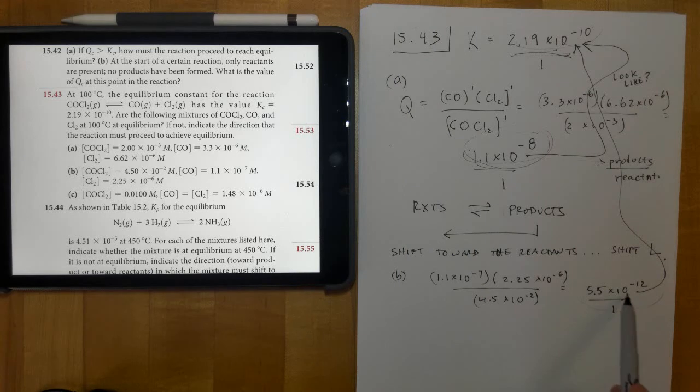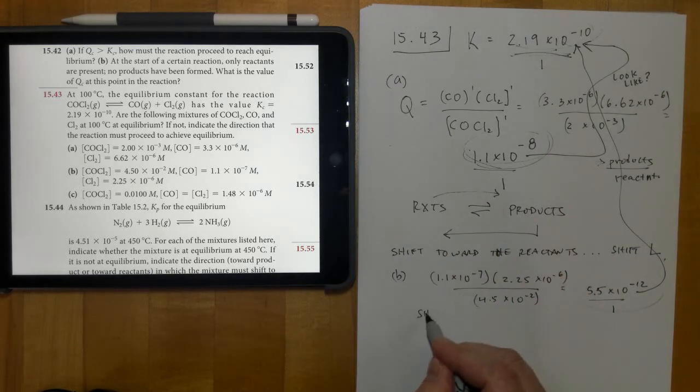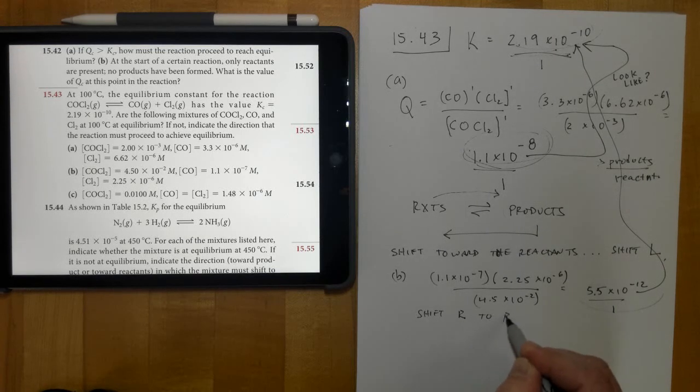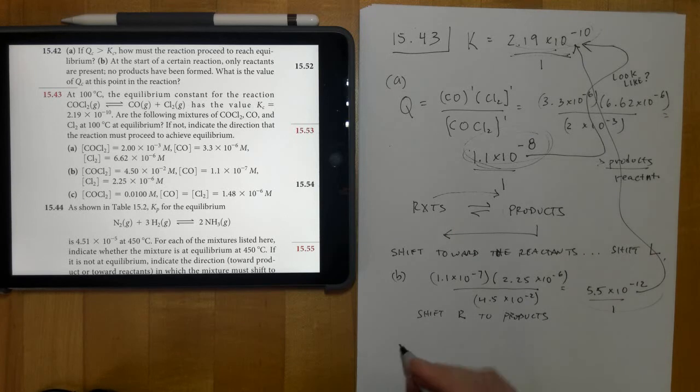And so in this case, we'd want to increase this number. And so we'd say the reaction would shift to the right, or shift to the products to achieve equilibrium, because we've got to get this number to look like this number, and to do that it's got to get larger.